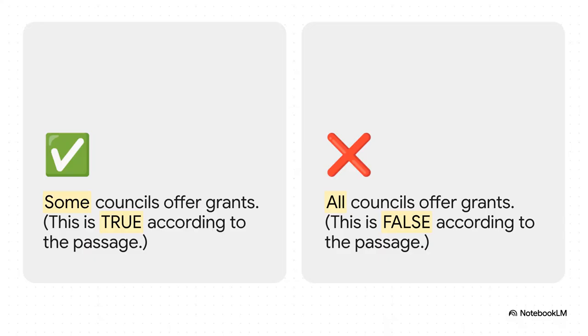And this slide shows the power of a qualifier perfectly. Just look, on the left, if the statement says some councils offer grants, that's a yes because it matches our passage. But on the right, just change that one word to all, and the entire answer flips to a no because it now contradicts the passage. These tiny words, all, some, never, often, usually, they are everything in these questions.